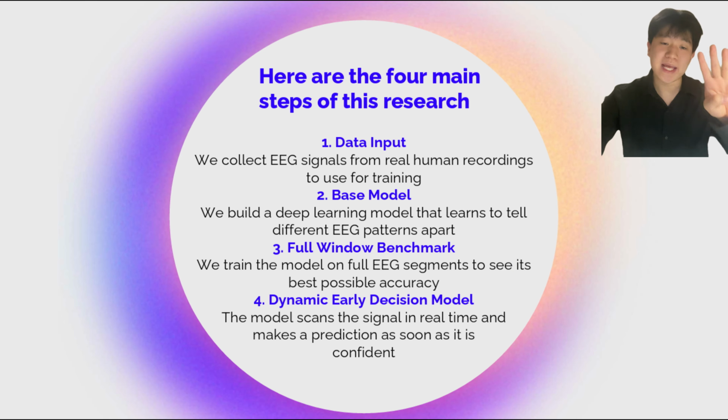Here are the four main steps of the overview. First, we input data. Second, we create a base model. Third, full window benchmark verification is needed. And lastly, we create a dynamic early decision model, which is the main core of the idea. I will go through these steps more specifically on the next slide.